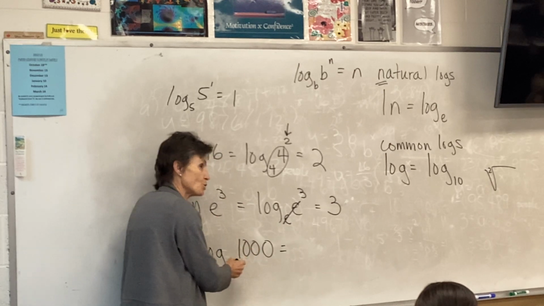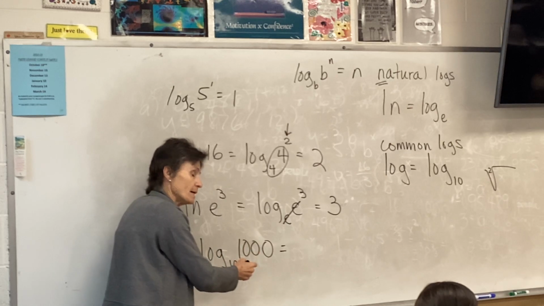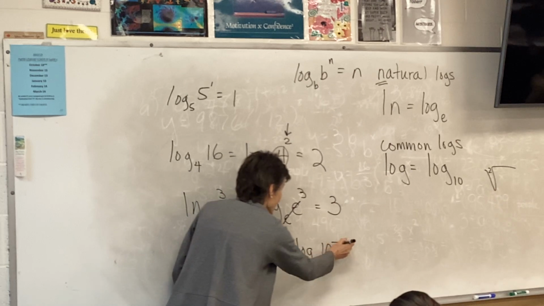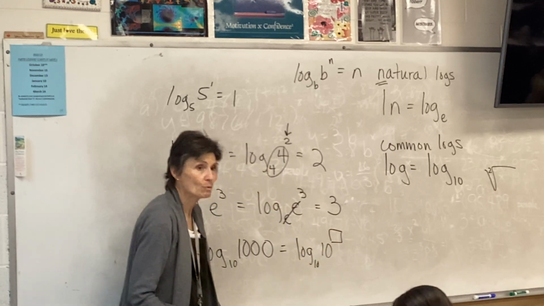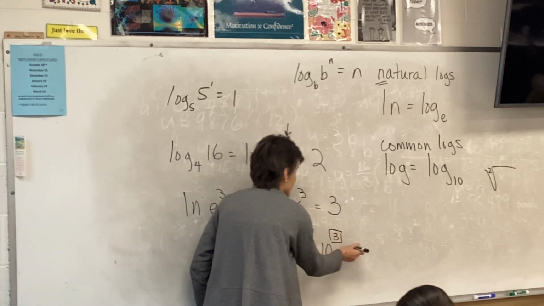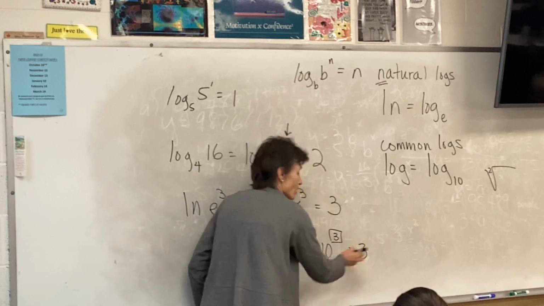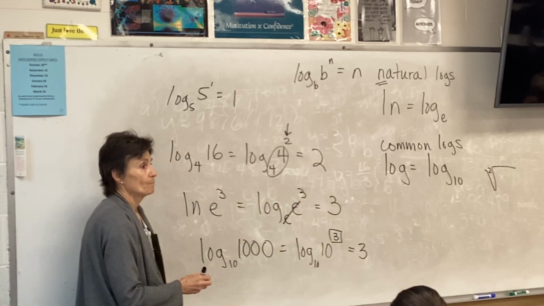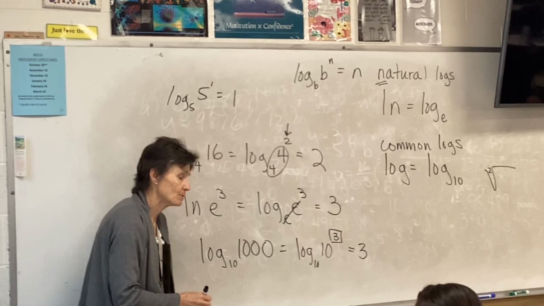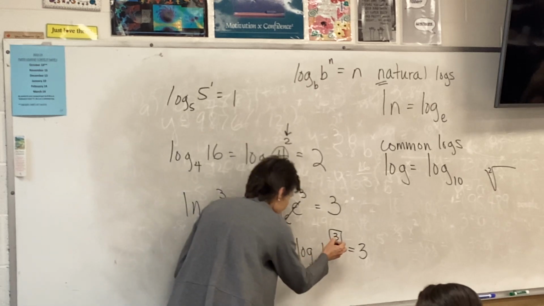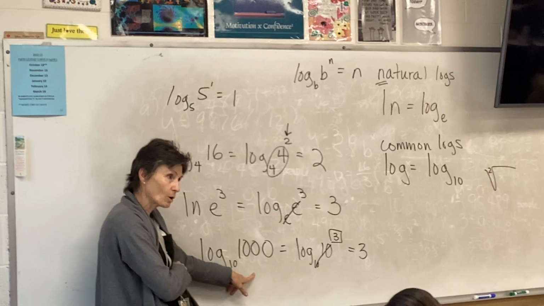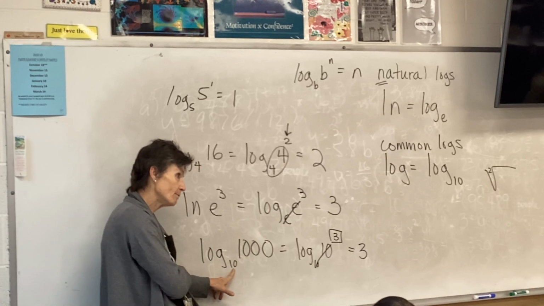Now, these numbers don't match. Can I rewrite this as the log base 10 of 10 to a power? Is 1,000 10 to a power? 10 cubed. So the answer to this problem is also 3. If you are not allowed to use a calculator, you have got to make these two match, which means you've got to rewrite that number as a power of this.